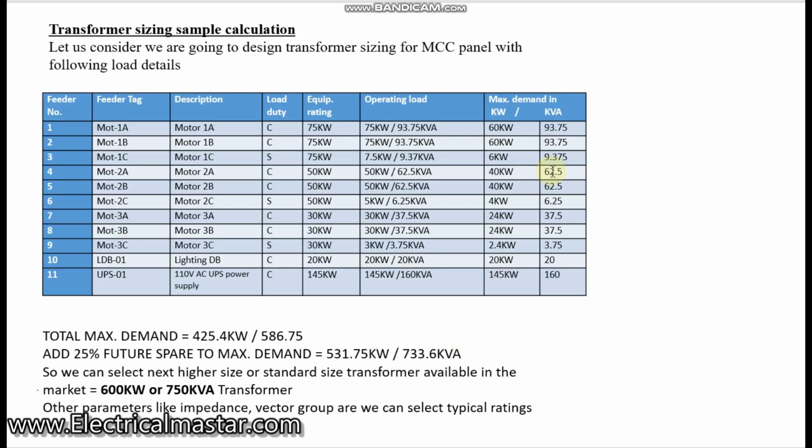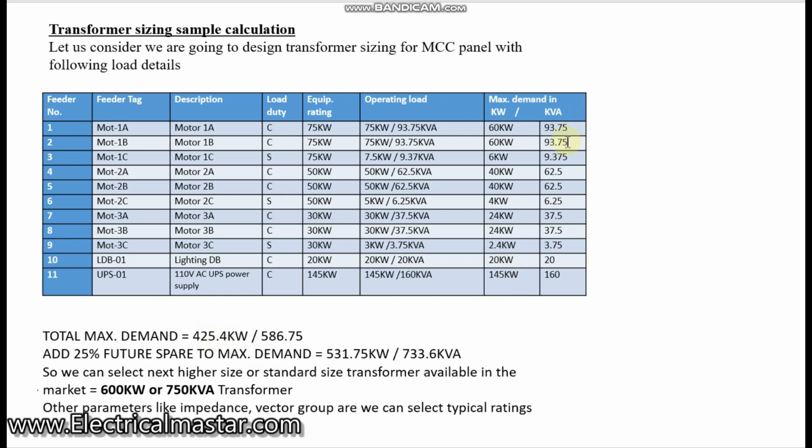So 75 into 0.8, it is 60 kilowatt. Similarly 93.75 into 0.8 came here. So all these values you just put. Similarly, with all diversity factors you will get the maximum demands. So total maximum demand you can find by just adding all these individual demand values, and you will get 425.4 as the total maximum demand value here.